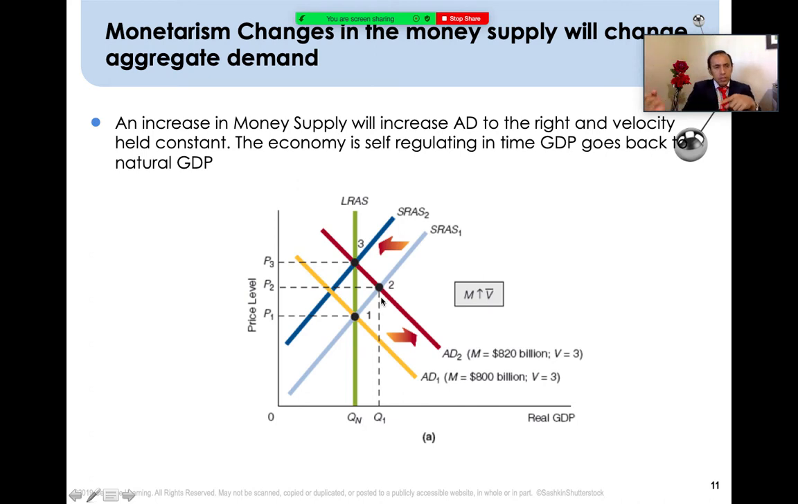According to the monetarists, the economy is self-regulating. There's going to be flexibility of prices, and there's going to be an adjustment process. Since the economy is self-regulating, we're going to have the aggregate supply in the short run shift to the left, and we're going to have a new equilibrium point, which is going to be equilibrium 3. Higher price, P3, and we go back to the natural levels of GDP.